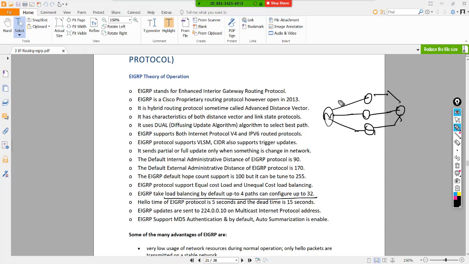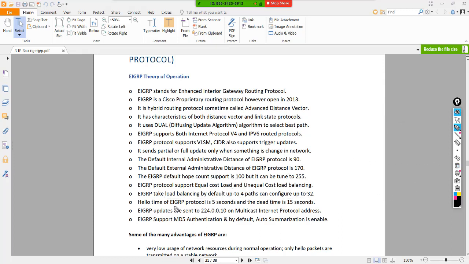Okay, so how many links can you see in the routing table? Basically the default is up to 4, but yes, you can configure up to 32. That's when you have equal cost, and inside your routing table you see multiple routes. So up to 4 is by default, but you can go up to 32.